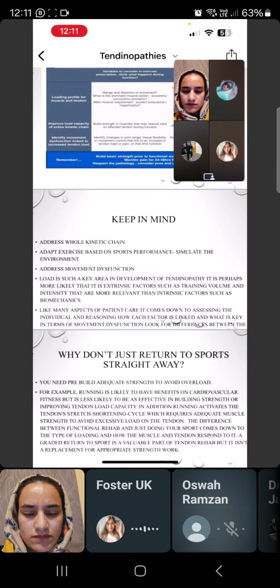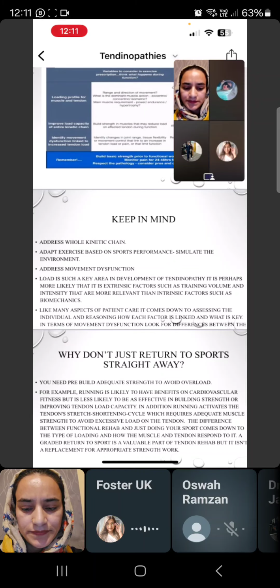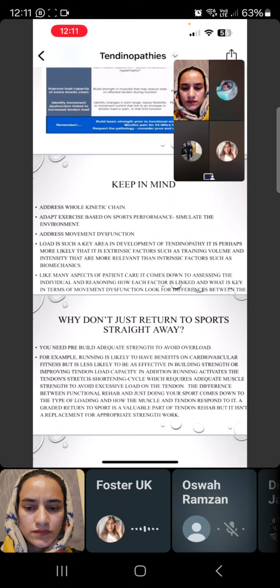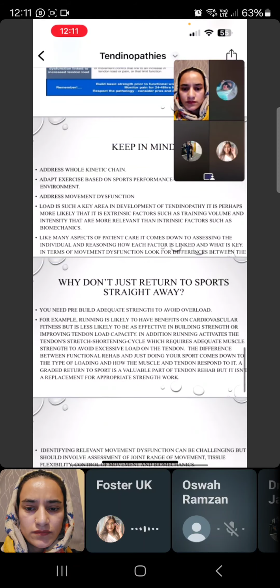If you give more load, that will work on more strength. If you give more repetition, that will work on more endurance of the muscle. So the research has shown that they are more relevant, they are more key in play when we talk about the volume and the intensity. So the more you expose to the volume, the more you expose to the intensity, the more you strengthen your tendon. So in the end it's not just about biomechanics. It's about manipulating those factors.